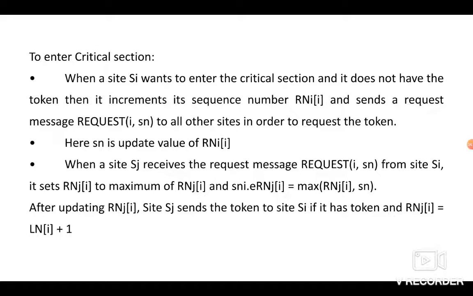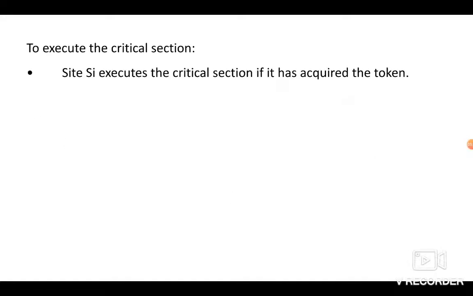Once again I am explaining the concept. The site Si wants to enter the critical section. It does not have the token. So first it increments its sequence number and sends the request to all the other sites. In the request message, it includes the sequence number, which is nothing but RN i of i. When the other site receives that request message, it compares its sequence number and the received sequence number. The maximum is taken and set to RN j of i. If the site Sj has the token, it immediately sends the token to Si, and RN j of i equals LN of i plus 1, that is the last executed number plus 1.